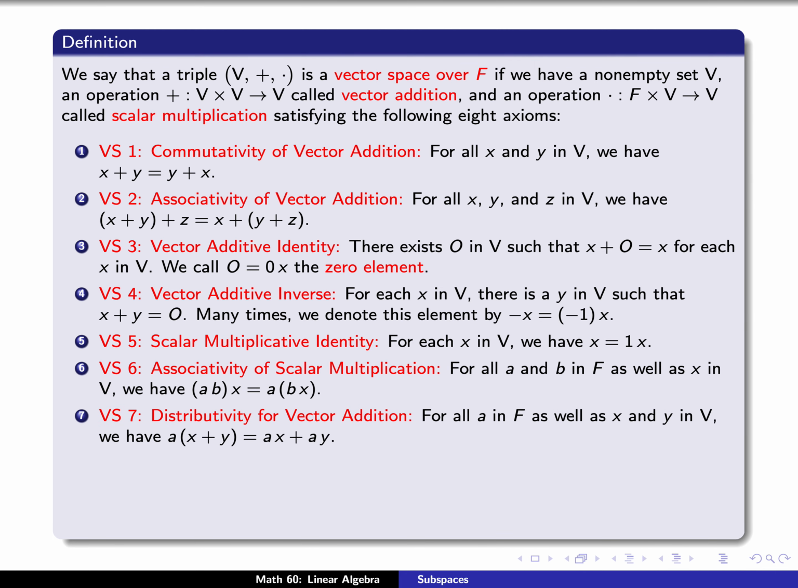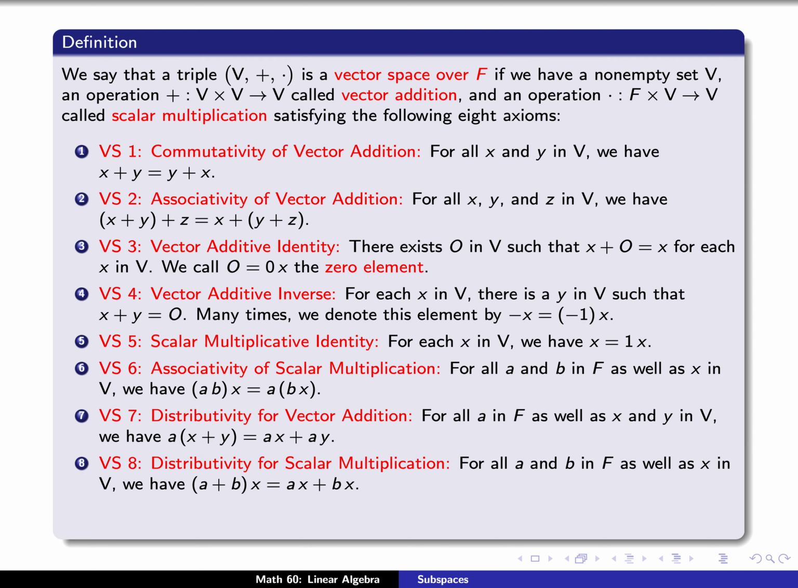We finally need to combine these two operations, vector addition and scalar multiplication, in a compatible way. So first, what we could do is add together two vectors, x and y. Then we can scale by a scalar a. That should be equivalent to scaling x by a, scaling y by a, and then adding those two resulting vectors together. And finally, we need to make sure that if we add any two scalars, a and b, and then multiply that by a vector x, this is the same as first scaling x by a, scaling x by b, and then adding those two resulting vectors.